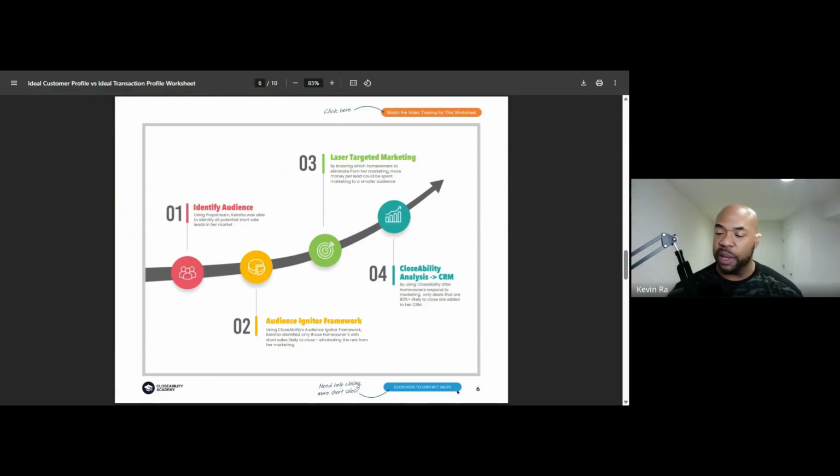Well, that's where the CloseAbility analysis comes in. CloseAbility is positioned between your marketing efforts and your CRM. Something has to protect your CRM from being filled with deals that are not going to close. And CloseAbility is the platform that makes sure the deals that go in your CRM are going to lead to closed deals, which then will lead to revenue growth.